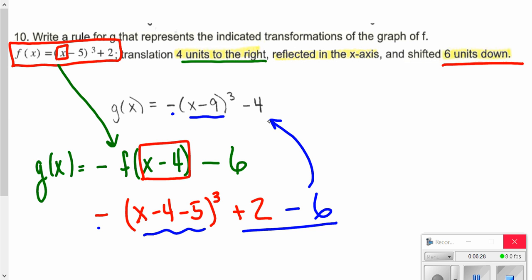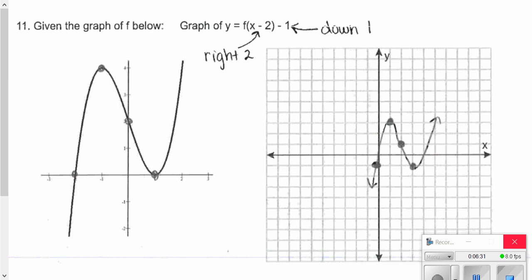That's a very tricky question, a lot to keep track of. Okay, question 11. I'm sorry, I keep coughing. Question 11, you're just taking this picture, and you can see up here in the answer key, this part means to the right 2, this part means down 1. I would take each of these points and move them right 2, and down 1. That's what's plotted there. Do that for each of those points, plot their new location, and you connect the curve.